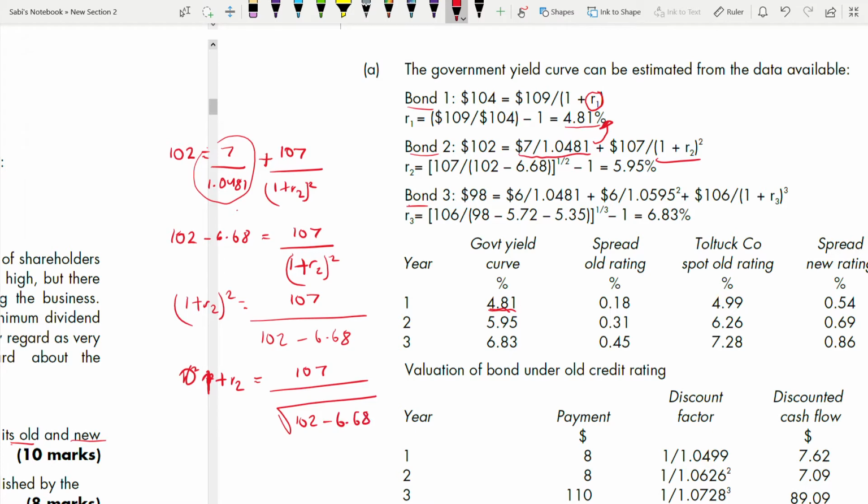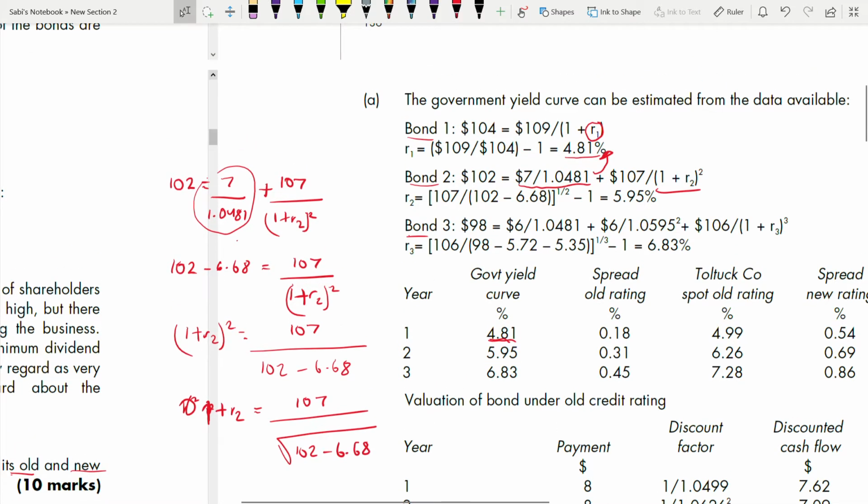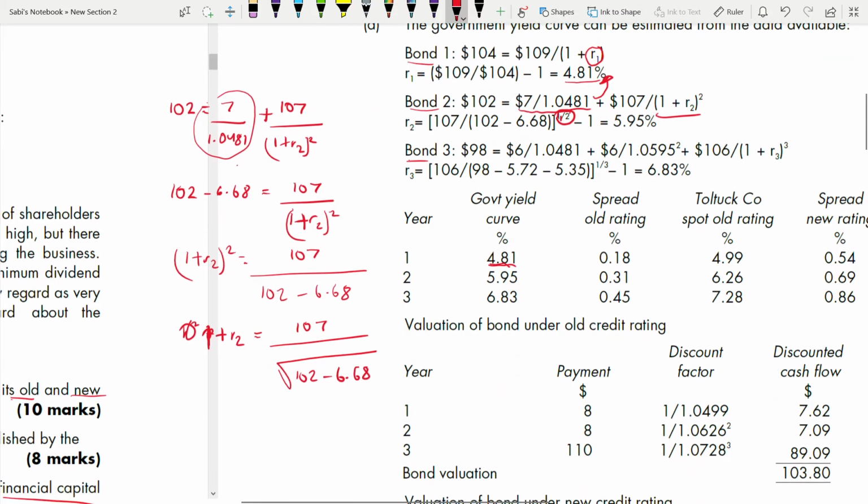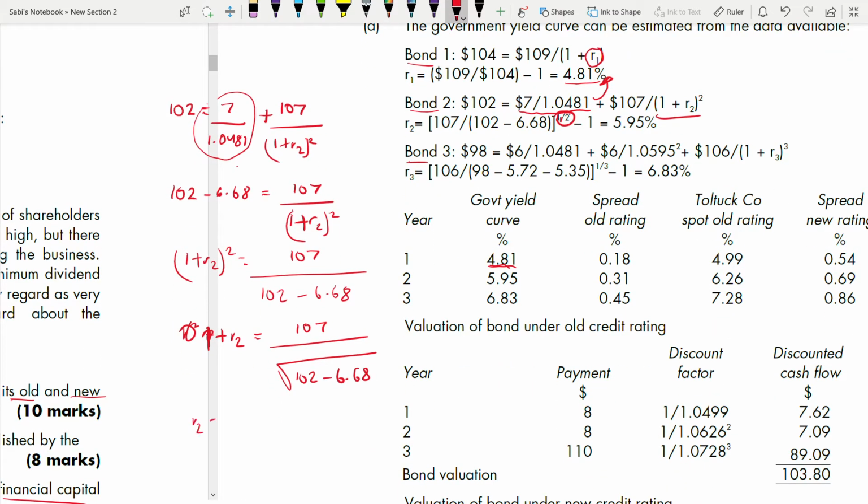Can you see in the equation here? Where is it? Here they have given it to the power of half. To the power of half means square root. And finally, if you want to find R2, it will be 107 over 102 minus 6.68, to the power of half, minus 1. You will get R2 as 5.95%. Just check yourself, are you getting it right? The same step applies for step 3 also.